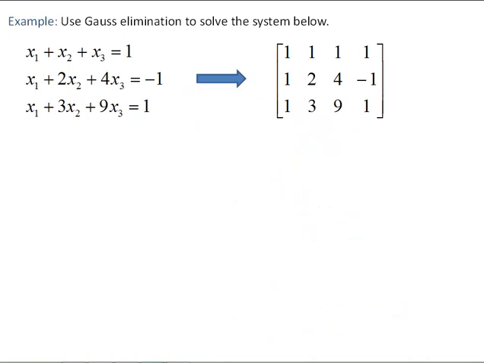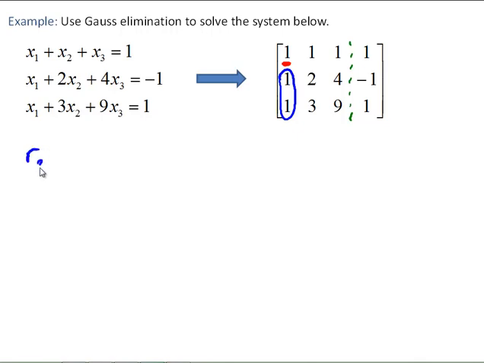So we're going to use Gauss elimination to solve this system below. And what I've done is written it already as an augmented matrix with the right-hand side vector added as a fourth column. So we will start under the first element on the diagonal, the pivot element, and start by eliminating the two elements in the column under the pivot element.